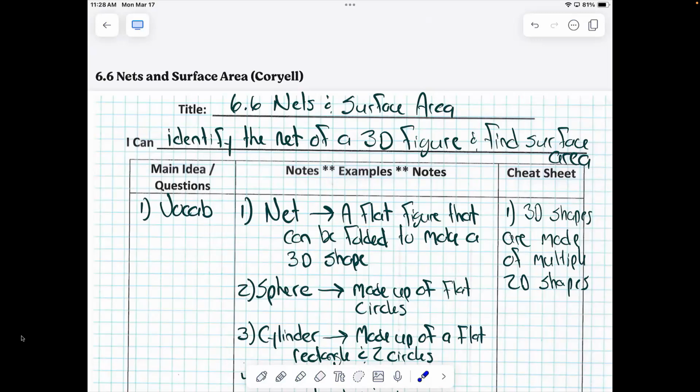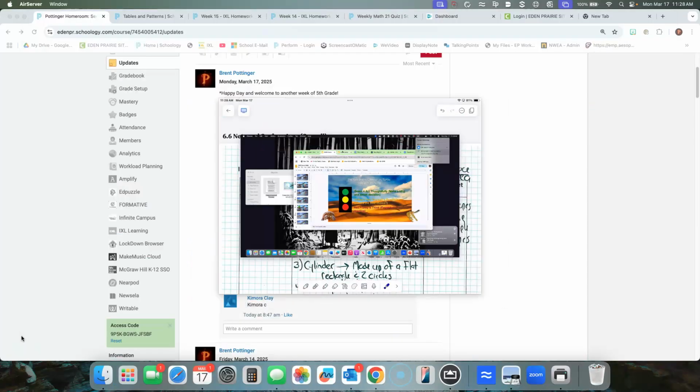We finished nets and surface area today. Quick question for you. A net is what kind of figure? Flat figure. And in order for you to turn it into a 3D shape, we would probably do some folding, right? So a net is a 3D shape that's flattened, right? Yeah.